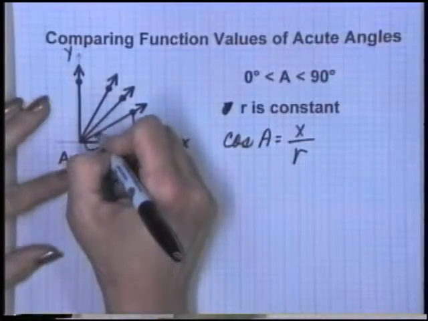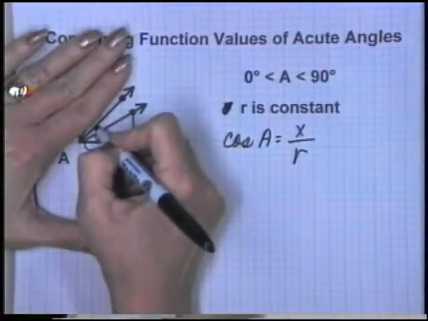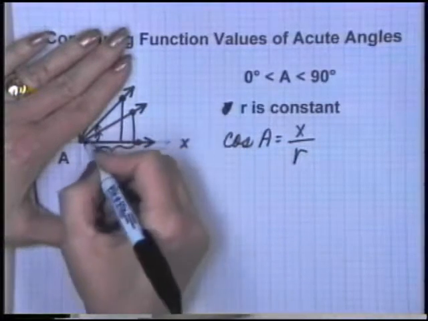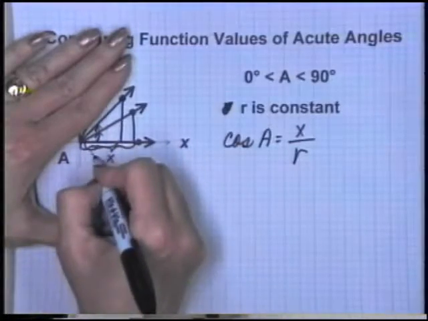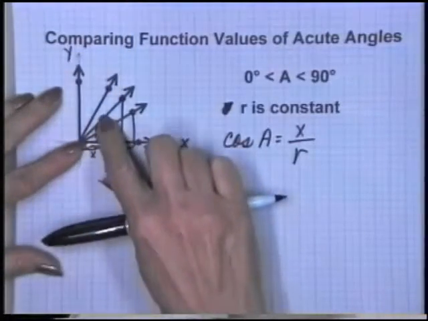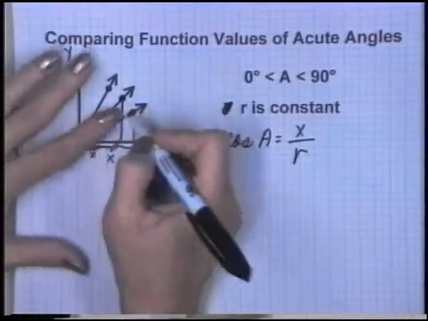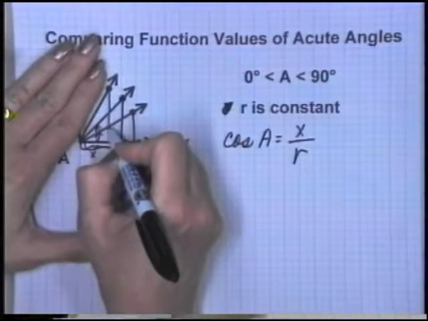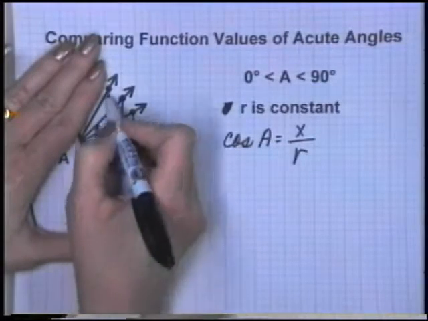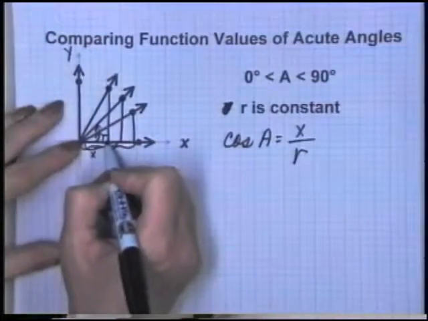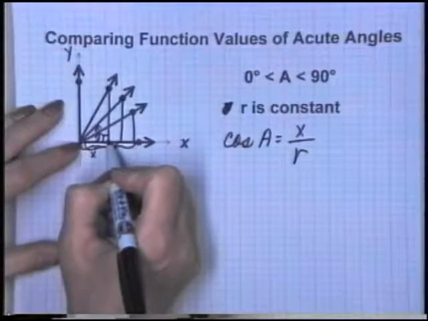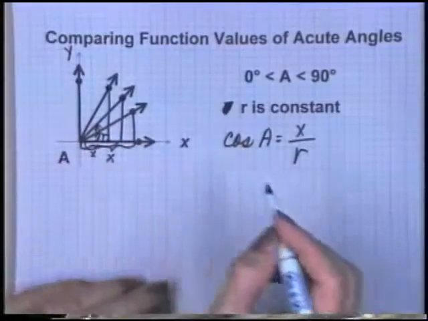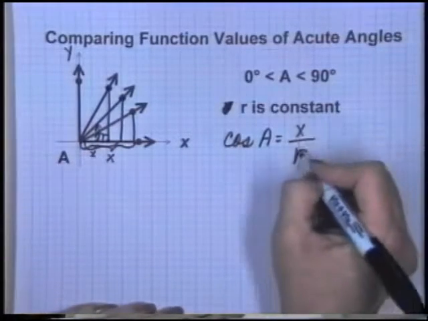Okay, let's let angle A increase. Oh, what happened to that X distance? As A got larger, X got smaller, and let's let angle A increase again. Can you see what happened to the X distance? It's getting smaller as A gets closer and closer to 90 degrees.